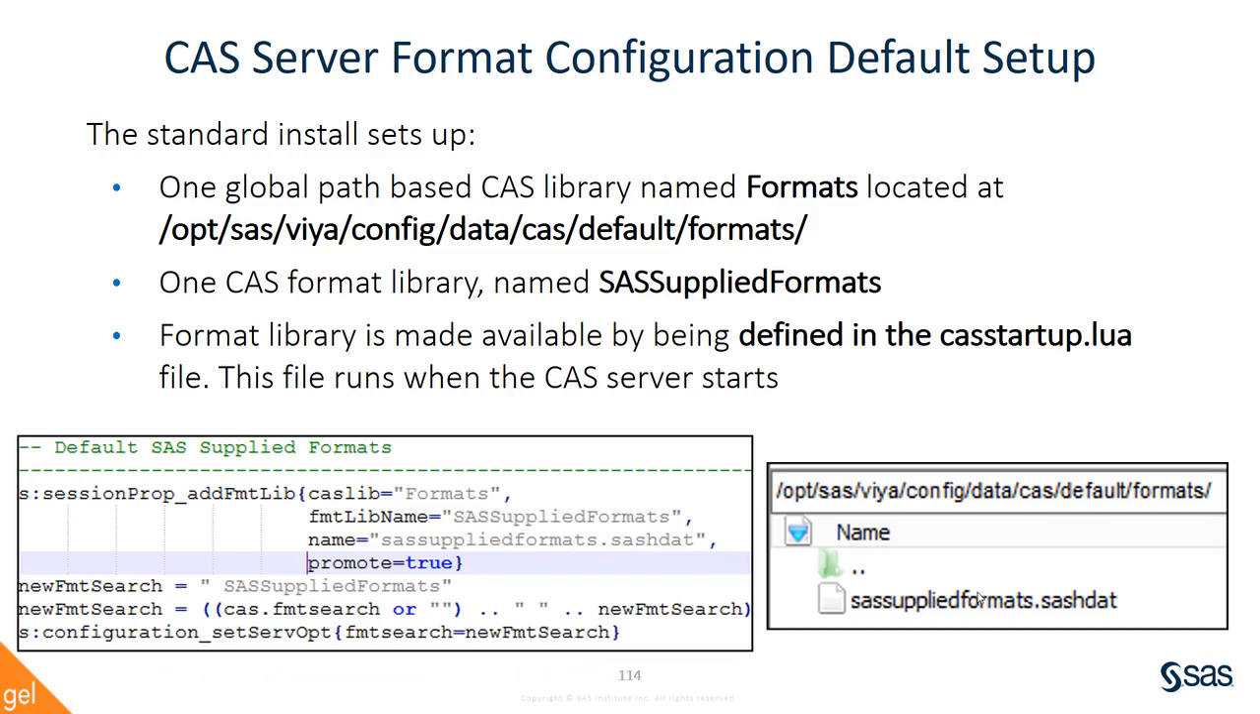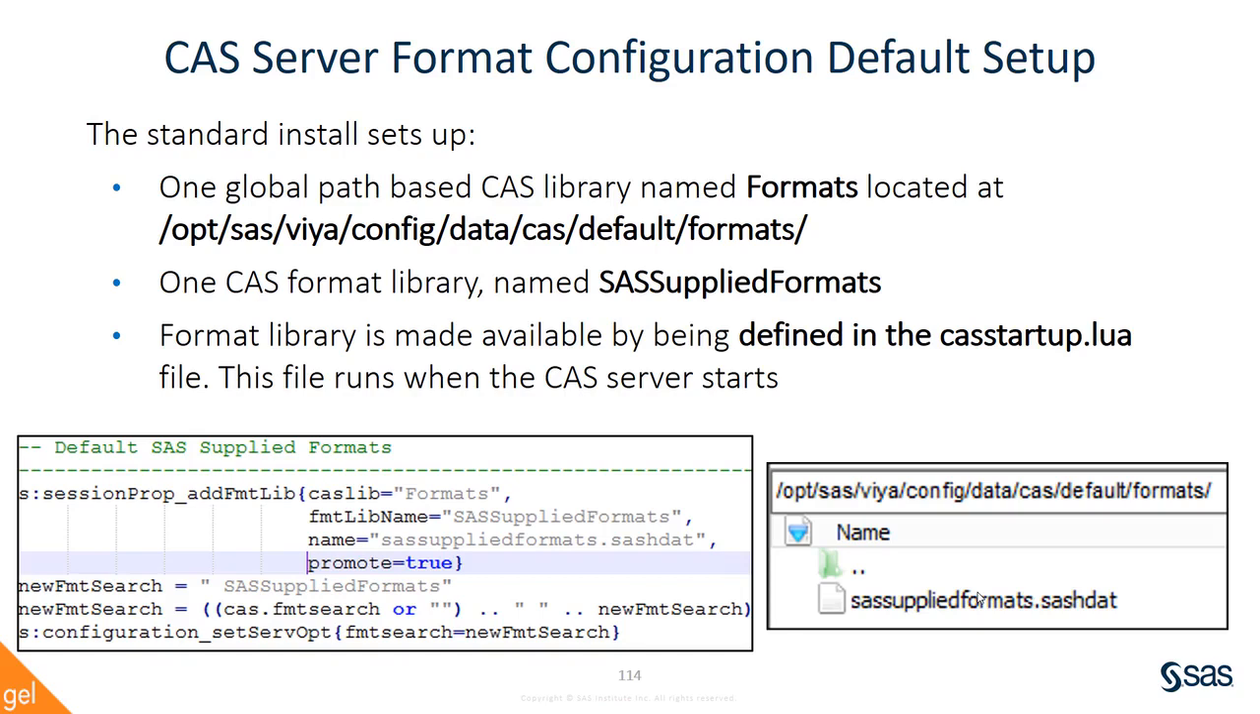The standard CAS configuration sets up a global path-based CAS library. So this is a CASLIB, just like the ones we've been talking about. It points to this location inside the configuration directory. On the CAS server under CAS default formats, within that location there is one CAS format library called SAS supplied formats, and that holds the formats that Environment Manager uses. So basically the formats that Viya and the system needs to do what it does.